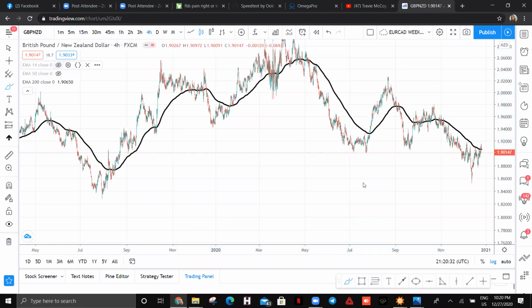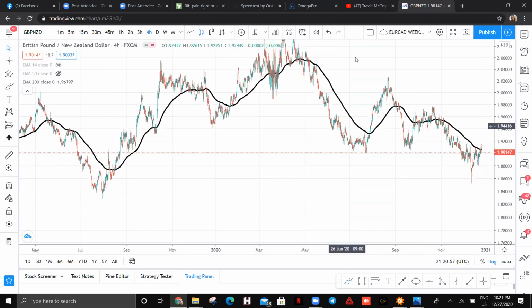Okay, now for the two people that said they don't understand. I've hidden the 14 and 50 EMA. This is just the 200 EMA. Remember I told you if price is above, we should look for what? Buy opportunities on the smaller time frame, which is 15 minutes. If price is below the 200 EMA, we should be looking for what? Sell opportunities.